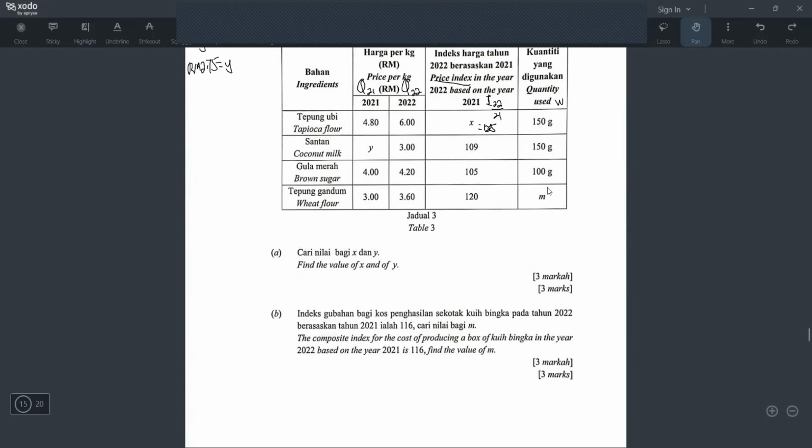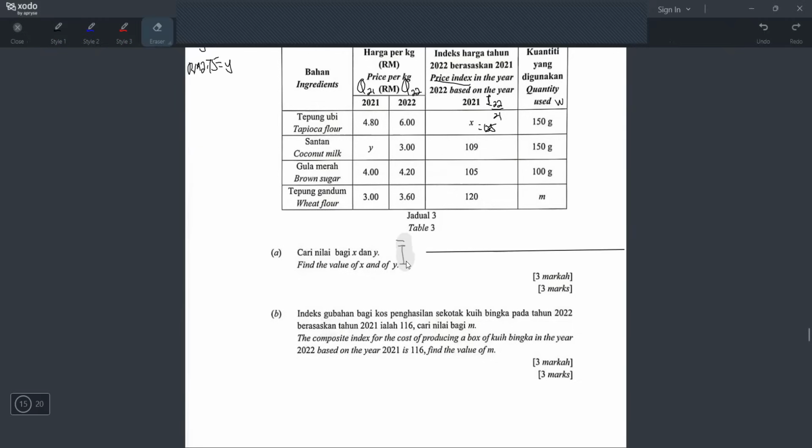Well, you can use the second formula you learned in this chapter, the composite index, right? So let's use that formula. What is the formula? Sum of I darab W divide with total of W, right? So the symbol we use is this. This is the symbol for composite index. And the year is 2020.